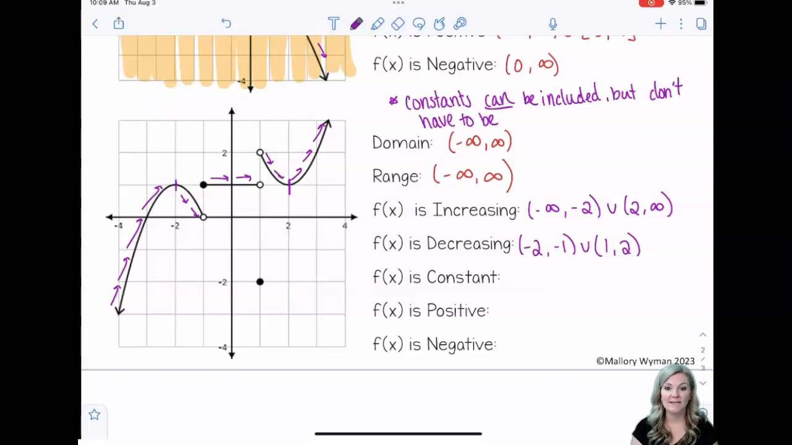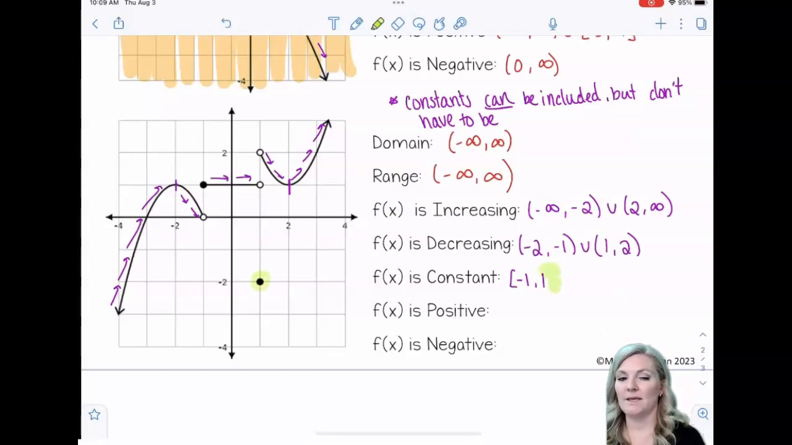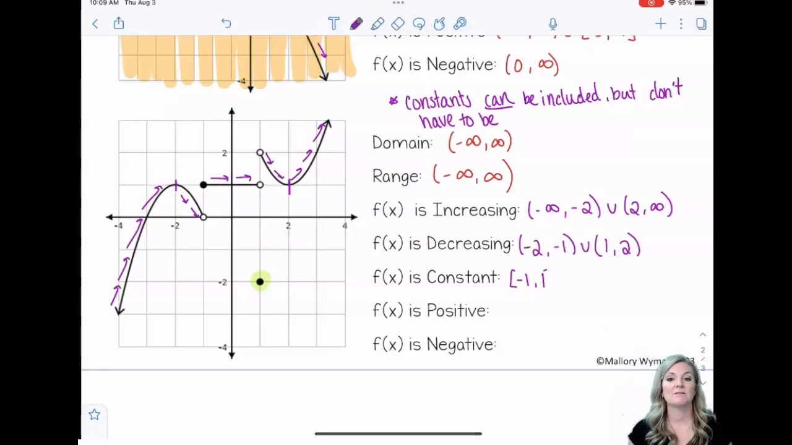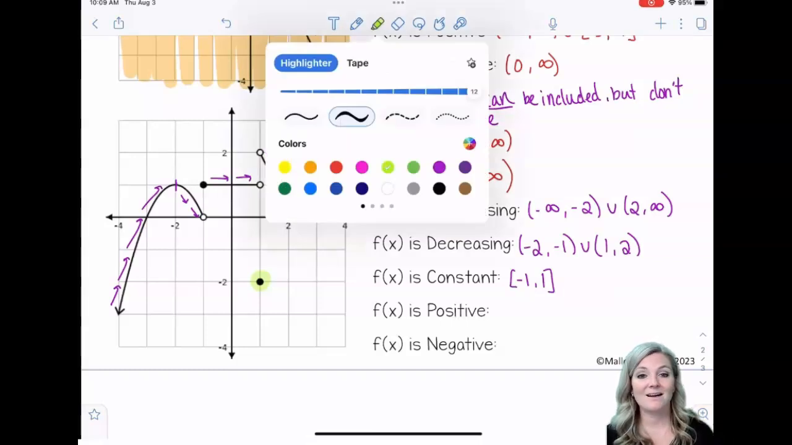And where is it constant? It is constant from negative 1 to 1. And those do get brackets. Negative 1 definitely gets a bracket because it's a closed dot at negative 1, 1. But 1, 1 is open. So that's leading me to say it gets a parenthesis. But down there at the bottom, there is a closed dot at 1, which is also a constant. So it is going to get a bracket. Both of those are going to get a bracket because of that dot at the bottom. If that dot at the bottom was not there, you would leave it open.